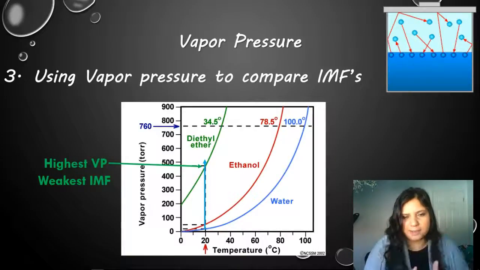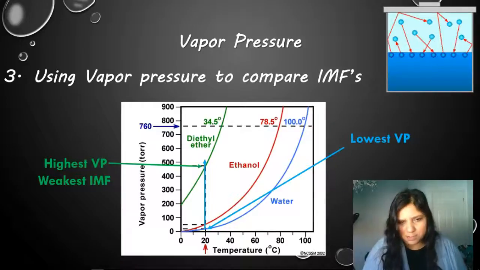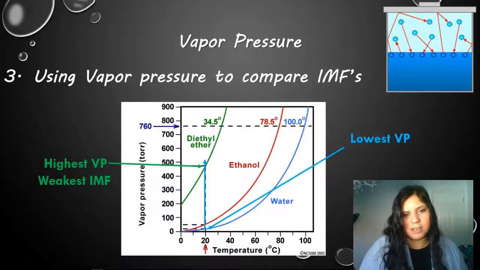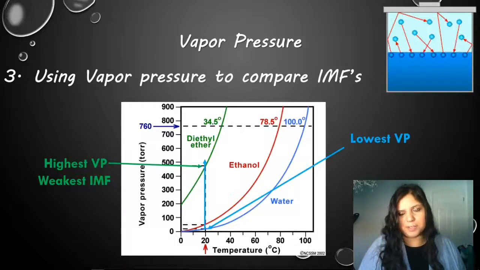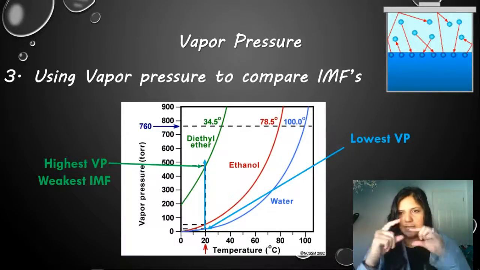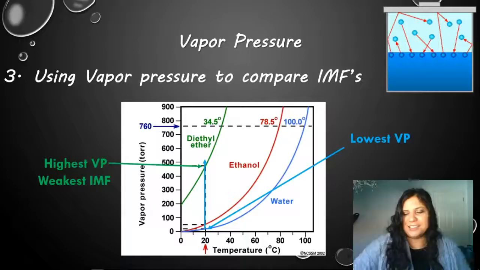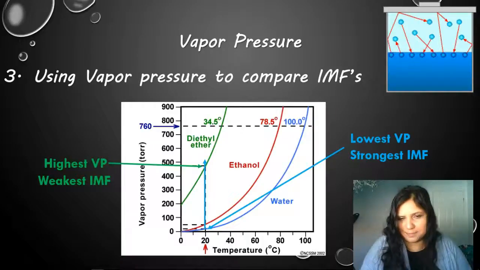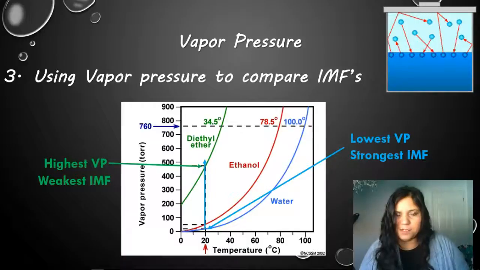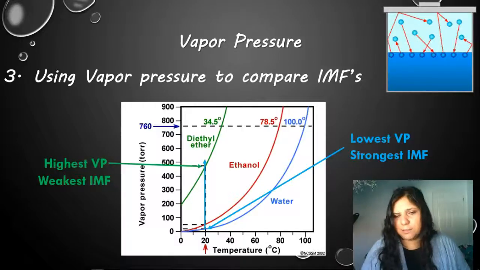Okay, now let's look at the bottom. The first line that it crossed was water. And so water would have the lowest vapor pressure. It's somewhere around maybe 10 torr. What that means is it's holding the liquid particles in the liquid form instead of letting them escape. And so there's less vapor over the top of the liquid. And so that means that its intermolecular forces are the strongest. Okay. So the higher the vapor pressure, the weaker the intermolecular force. The lower the vapor pressure, the stronger the intermolecular force.